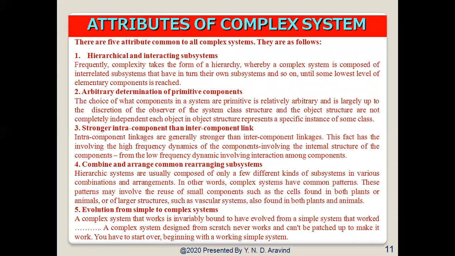Now, let us see the attributes of the complex system. Here there are 5 attributes common to all complex systems. The first attribute is hierarchical and interacting subsystems.